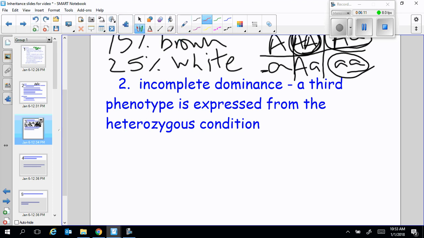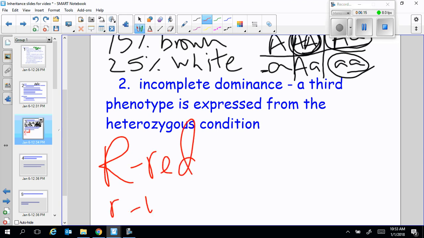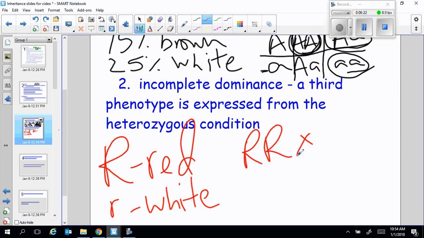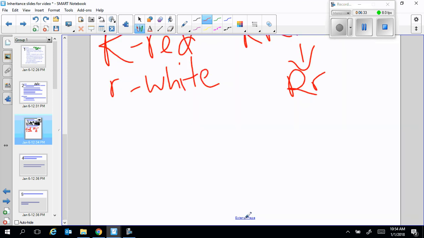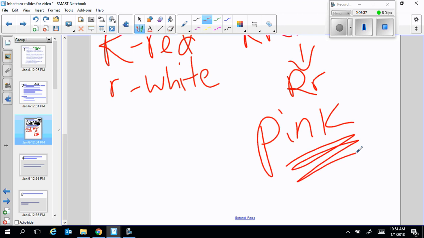Okay, so now I'm going to say that this is red and this is white. So those are my two alleles. If I cross a red and a white, I would expect to get 100% red. And if it's incomplete dominance, I do not get 100% red. I get 100% pink. So it is not a combination of red and white. It is a new color.